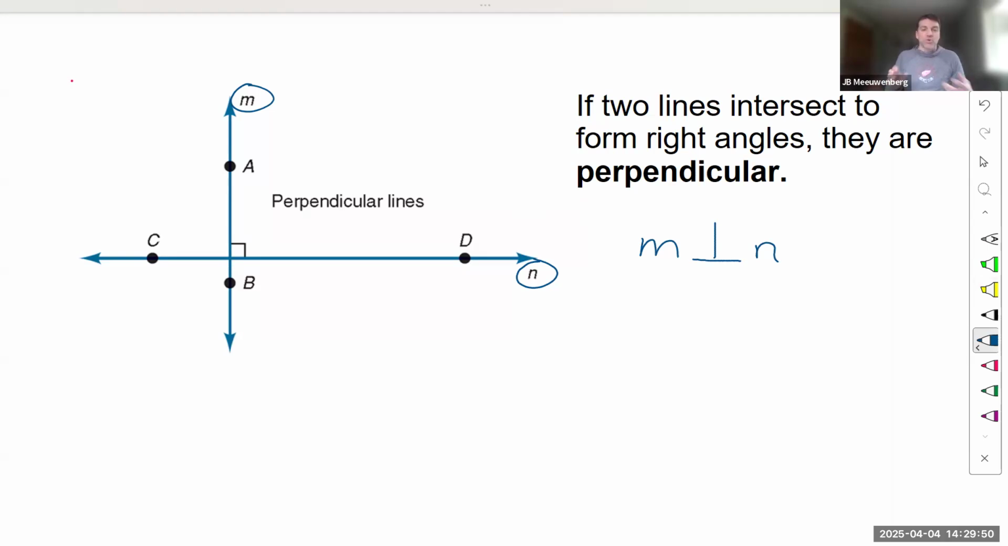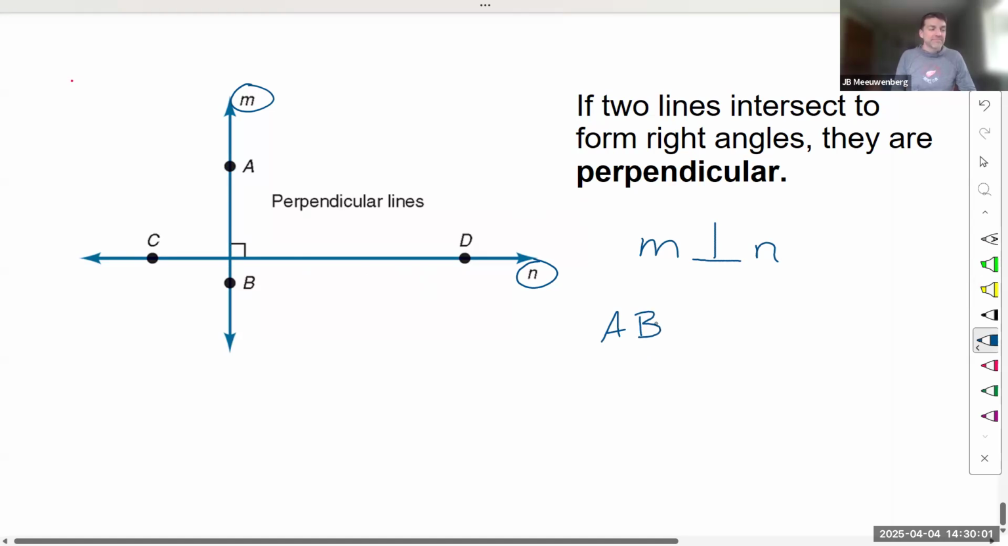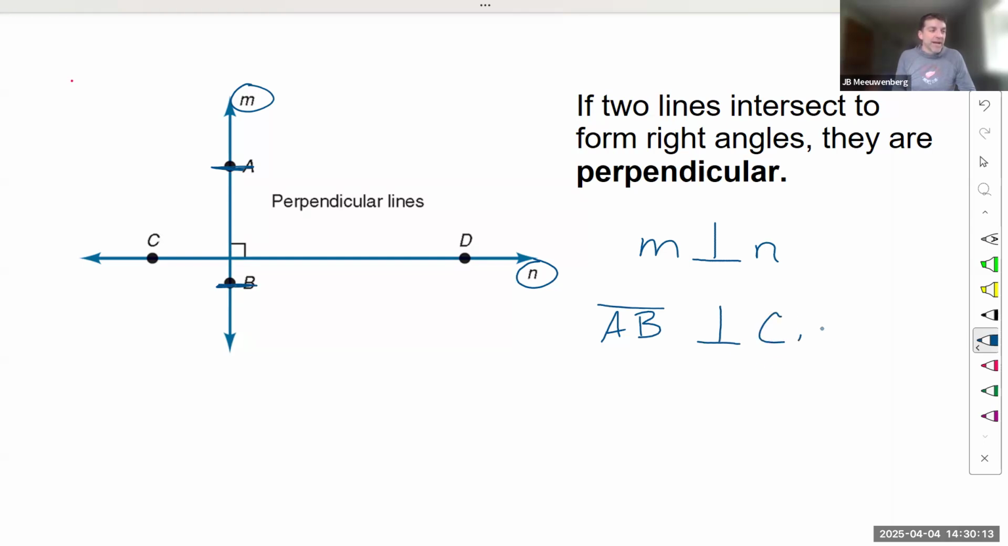We could also note them as line segments. So we could say that line segment AB, remember how we note a line segment? Remember, the line goes on forever. The line segment is just this section of it from A to B. Line segment AB is perpendicular to line segment CD. That's another way that we could notate that.